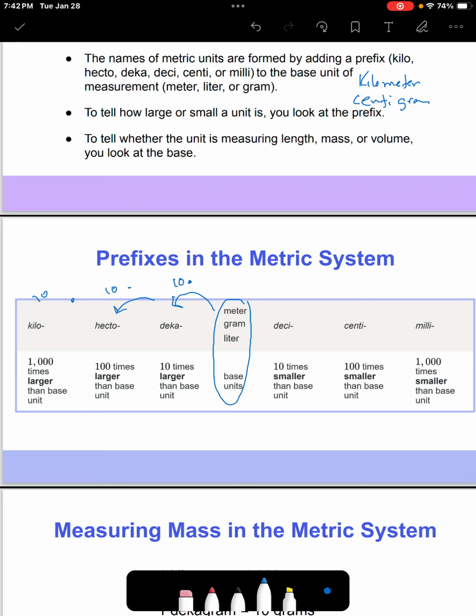Over here, you're going to divide by 10, or it's getting smaller. Divide by 10, divide by 10. So if you divide a meter by 10, or into 10 pieces, you get a decimeter. You divide a decimeter into 10 pieces, you'll get a centimeter.